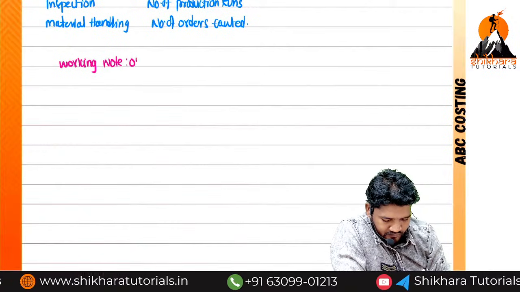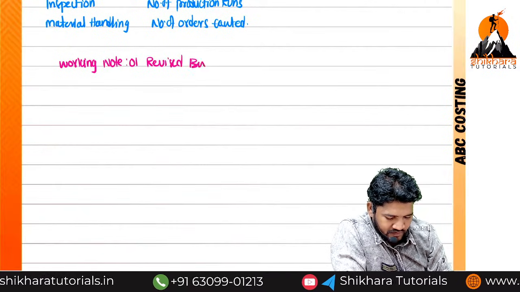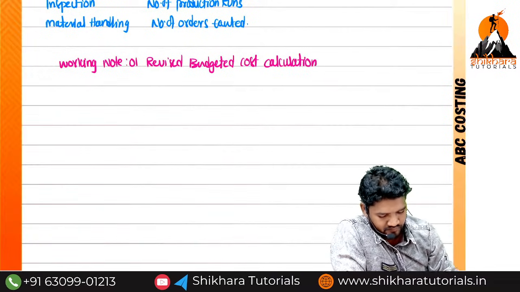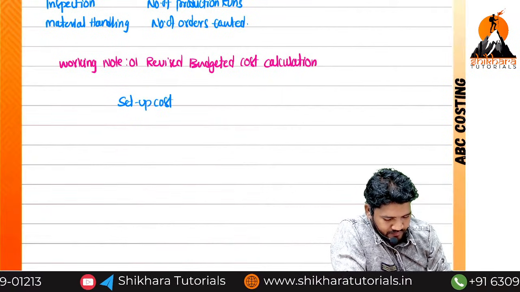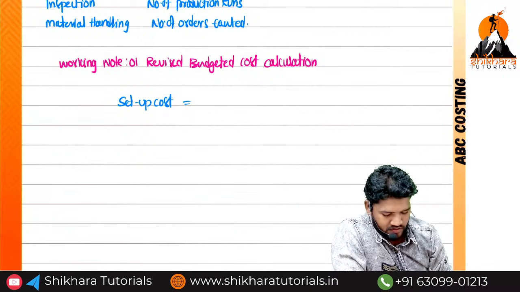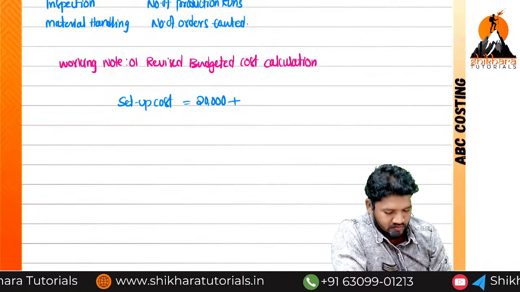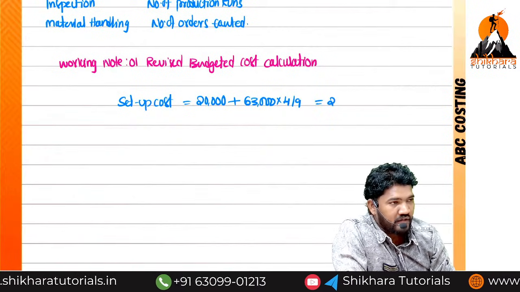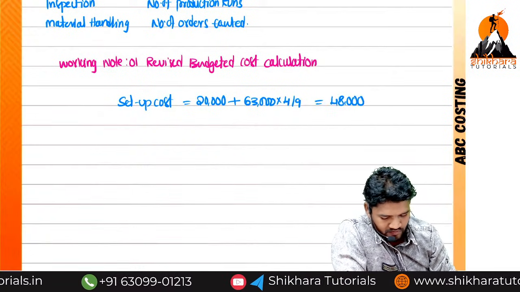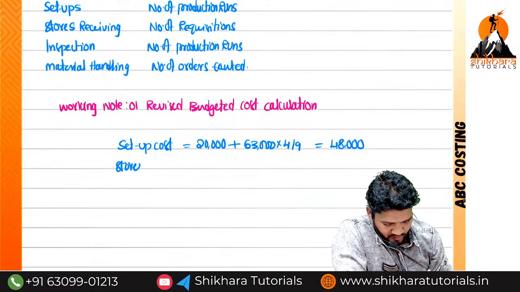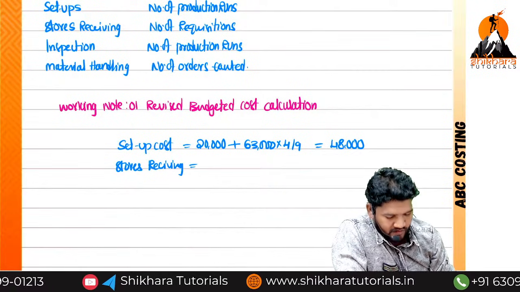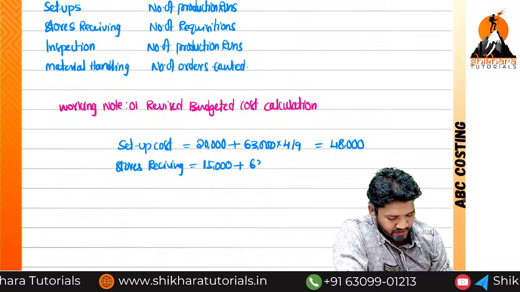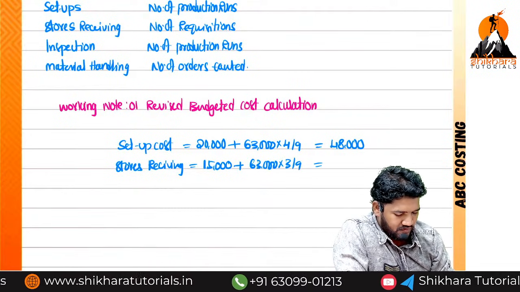Working note 1. Revised budgeted cost calculation. Setup cost: what about the existing one? 20,000 plus 63,000 into 4 by 9, revised 48,000. Next, stores receiving existing cost, share from 63,000 into 3 by 9, 36,000.